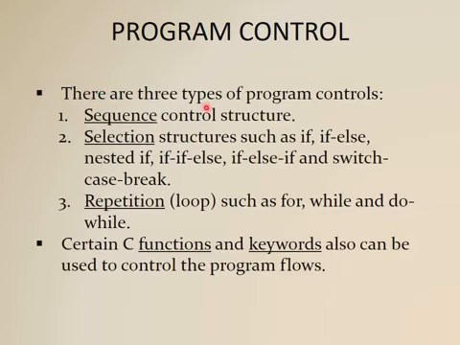There are three types of program controls: the sequence control structure; selection structures such as if else, nested if else, if else if, and the switch case with the break statement; and the third one is repetition, that is, looping statements, for example for loop, while loop and do while loop. Certain C functions and keywords can also be used to control the program flow.